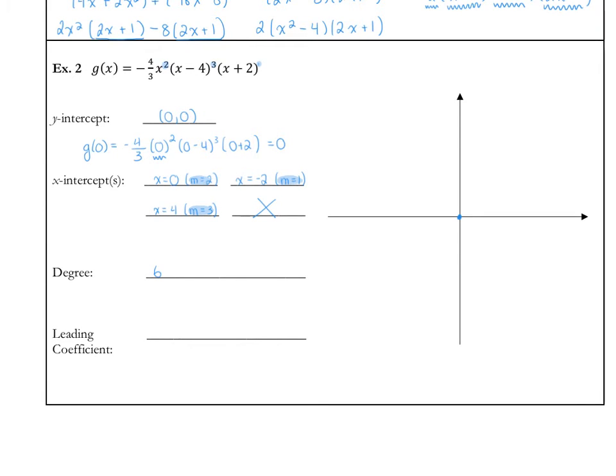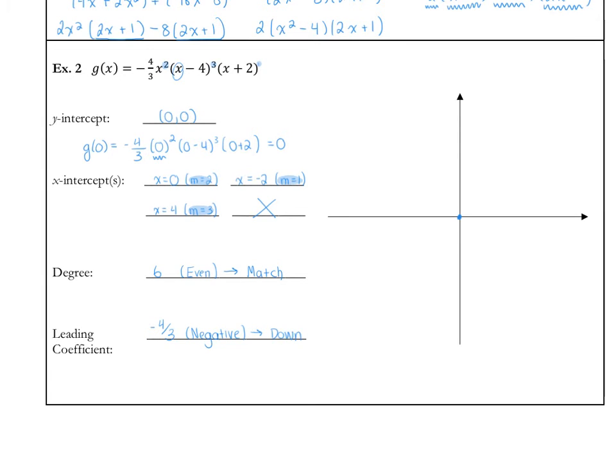All right, and again, leading coefficient, normally we want to be careful, but there's no coefficients inside the parentheses, so what you see is what you get. In this case, the leading coefficient is going to be negative 4/3. So at the end of the day, I have a polynomial that has an even degree, so that tells me that the ends are going to match, and the leading coefficient is negative. So that tells me that they will both point down.